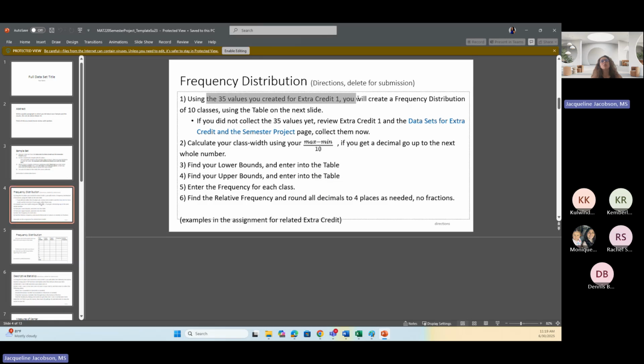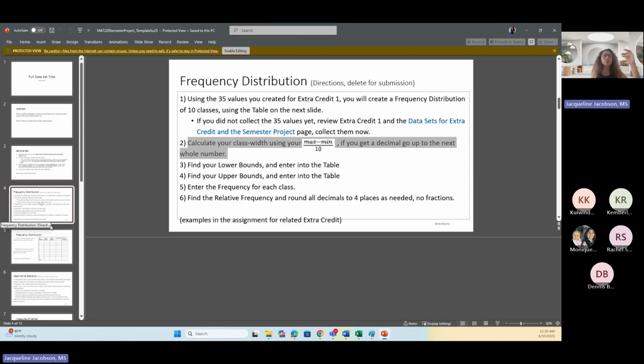Using the 35 values you created for extra credit 1, now you're going to create a frequency distribution of 10 classes. It gives you how you calculate your class width. You need to know class width to create a frequency table, if you remember. Take the maximum minus the min over 10. Whatever your max is, whatever your min is. Remember, you round up to the next whole number. So that's important. If you did not round up, I didn't give you points for that. The whole frequency table might be off. You have to round up. Class width, remember the rounding rules.